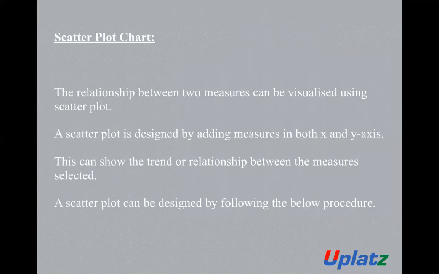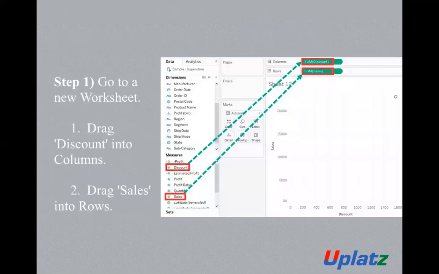Okay. Then the next important one is a scatter plot chart. The relationship between 2 measures can be visualized using a scatter plot. A scatter plot is designed by adding measures in both x and y axis. This can show the trend or the relationship between the 2 measures that you have selected. Okay, so again, if I want to look at discount and sales based on some dimension, select discount and sales and drag them into your row and column shelf.